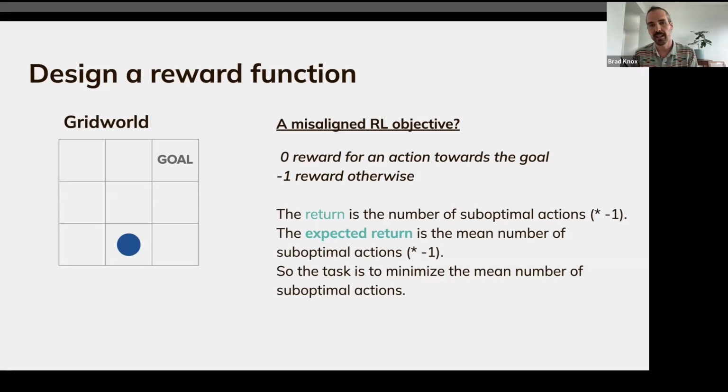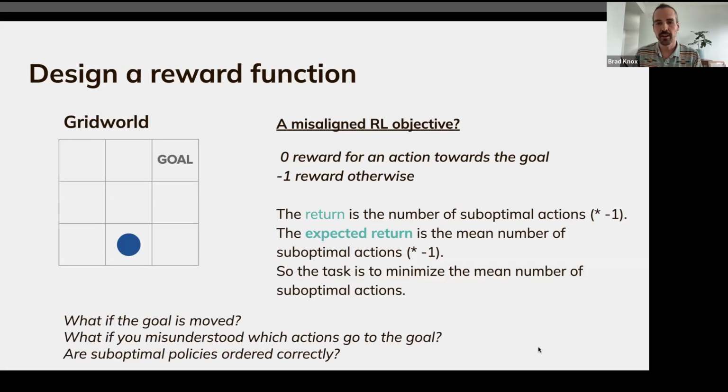On one hand, maybe you shouldn't do RL if you can define this reward function. But also, maybe you care about whether, if the goal is moved, your reward function will still capture the task. So whether it generalizes. In this case, this is a very shaped reward, and it's not going to generalize to moving the goal. And then also you may care about whether suboptimal policies are ordered correctly. And that's our definition of alignment.